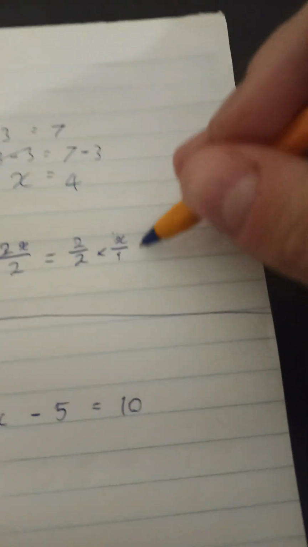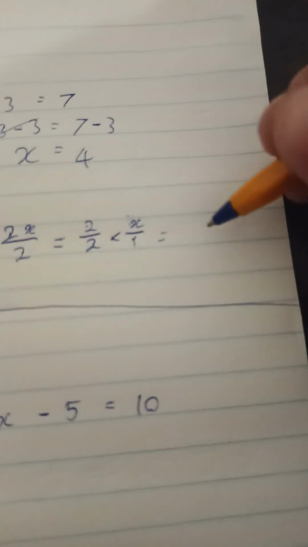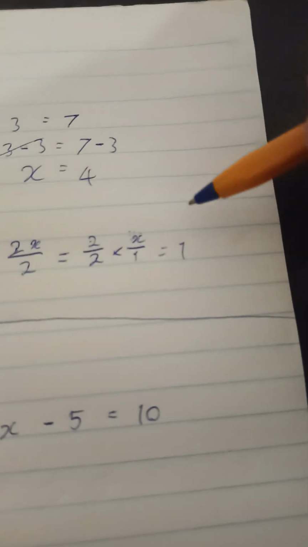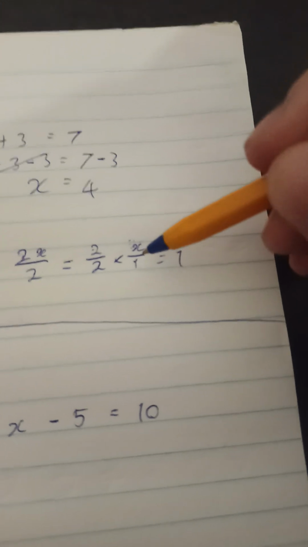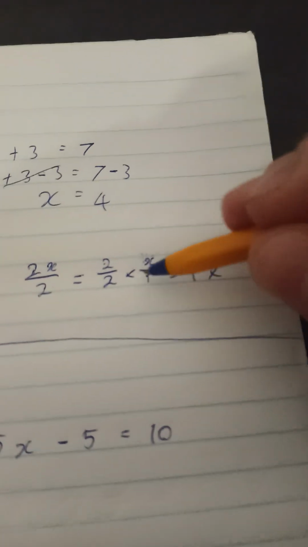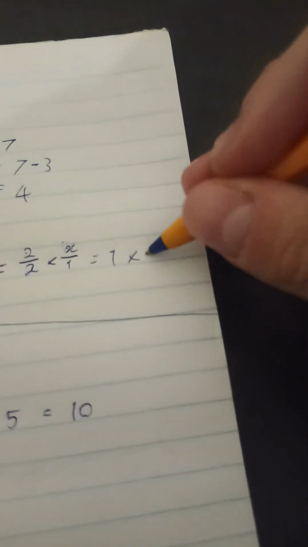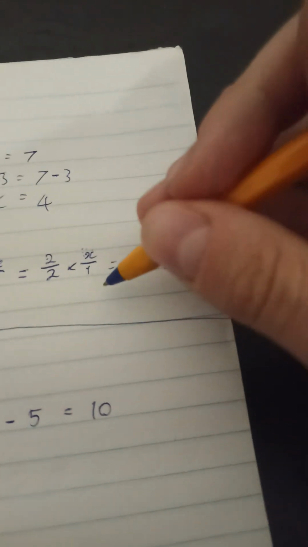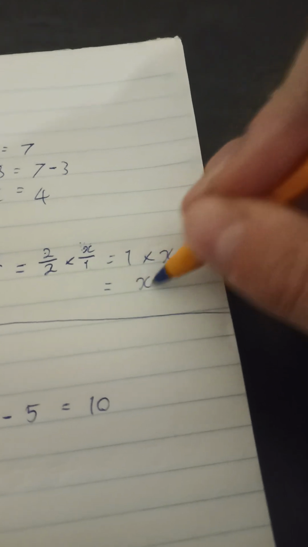Now, let's look at this. What is 2 over 2? 2 over 2 is just the same as saying 1. And we know that x over 1 can also just be written as x, because anything divided by 1 stays the same. So let's do that. Now, what is 1 times x? It is just equal to 1x.